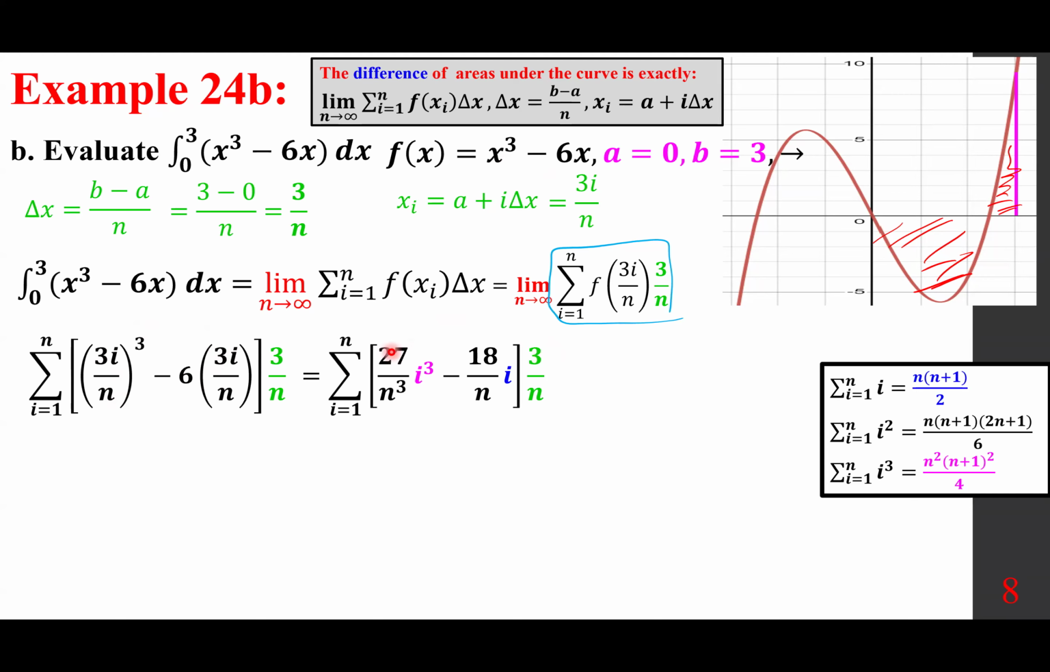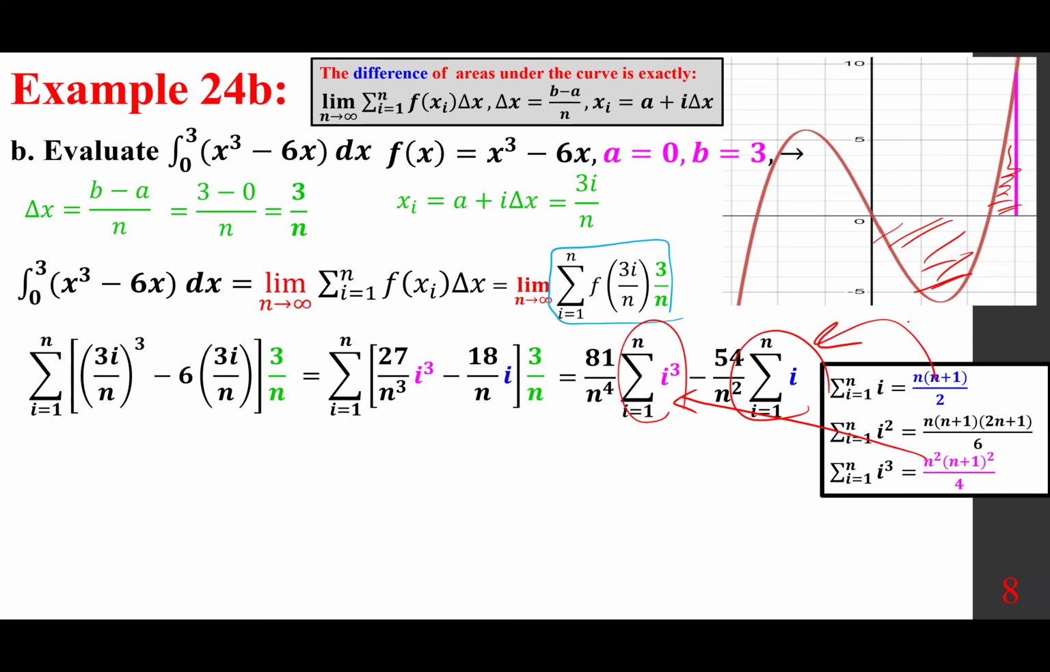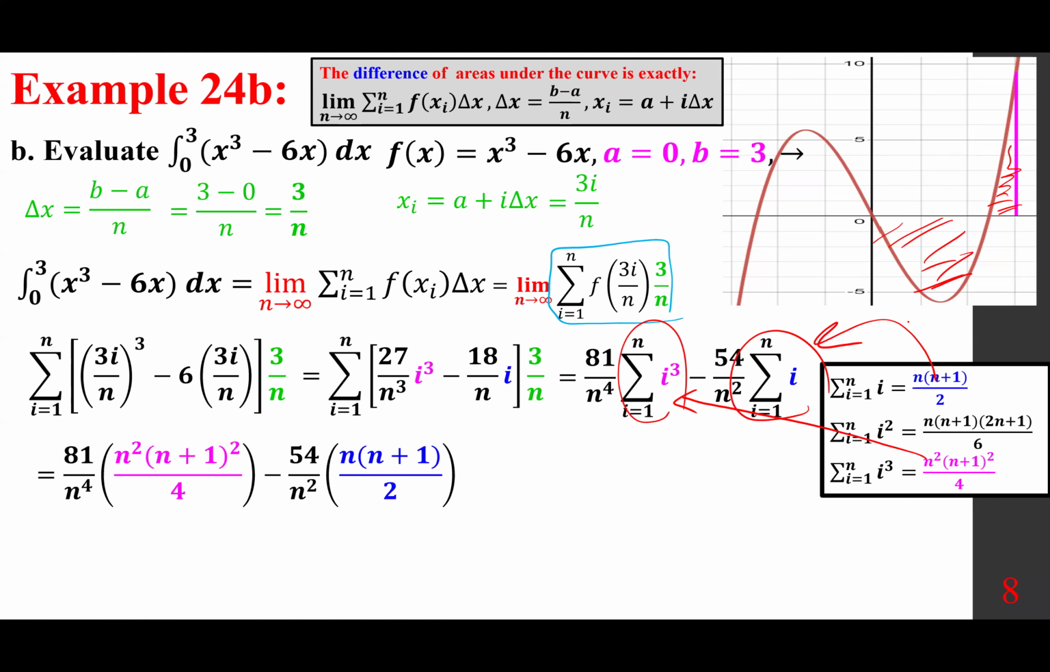This is 3 times 27, 81 over n to the power of 4 times i cubed. We keep the i cubed in, the rest outside. This one is minus 54 over n squared, we just keep the i inside. So I hope you see why I'm writing it this way, because this one, now I can replace it. And this one, I can replace it.